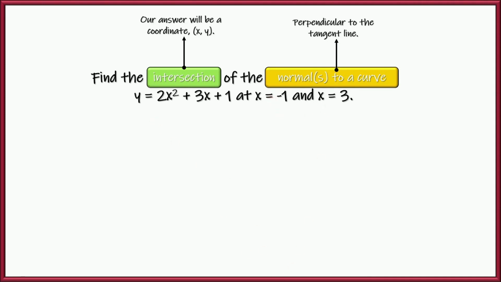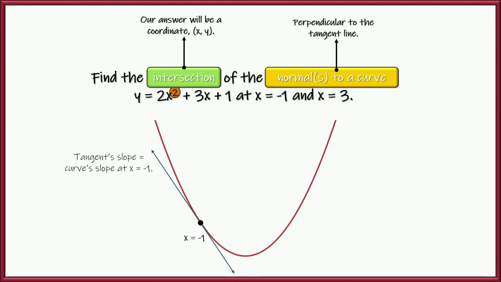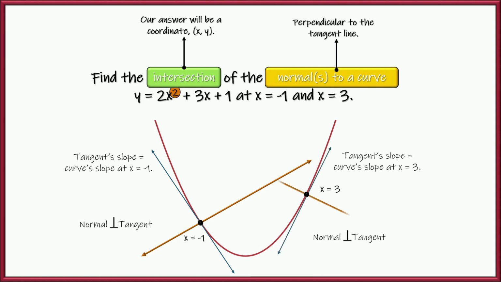Now, the curve, well, because we have a degree of 2, it's quadratic. It's going to look something like this. And at x equals -1, we're going to have a tangent line, right? We're going to figure out its slope. The normal line is perpendicular, so we're going to take the negative reciprocal, right? And we're going to do the same exact thing at x equals 3. We're going to figure out what the slope is over there. Then we're going to write an equation for each line and see where they cross. And our goal is to figure out exactly where they cross.